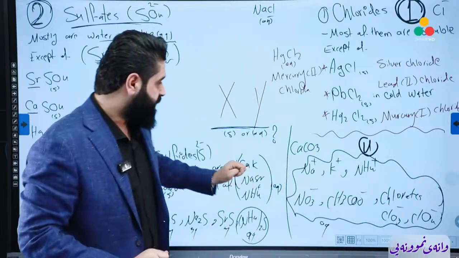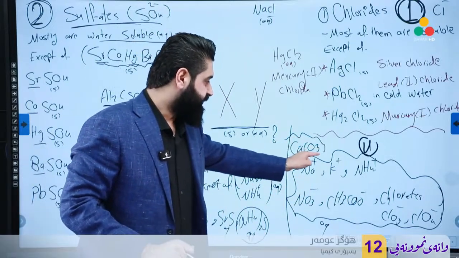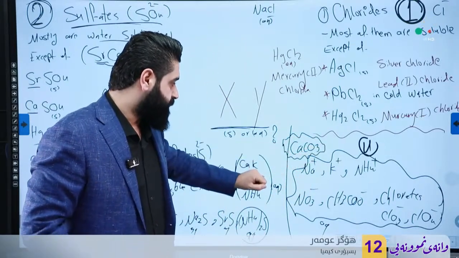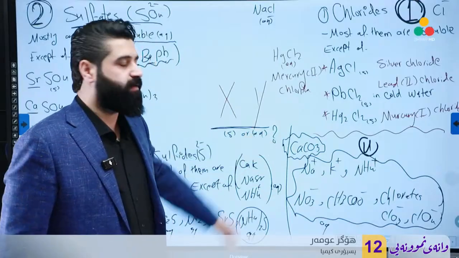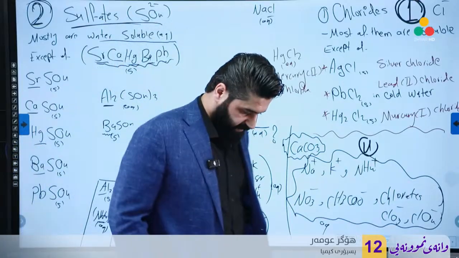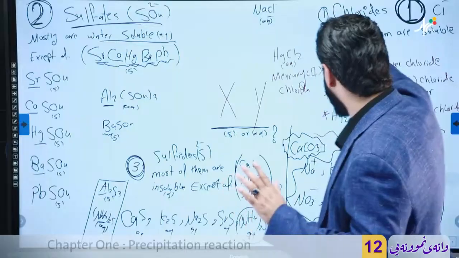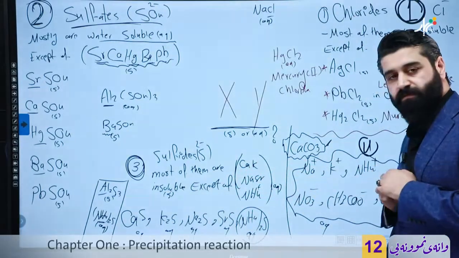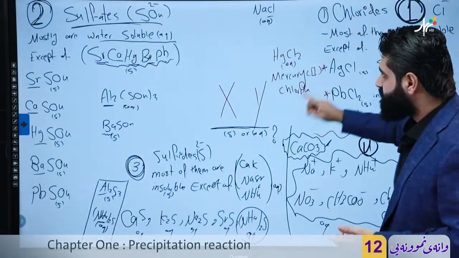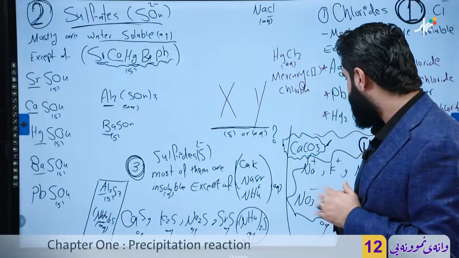Okay? So let's solve, or let's expect the solubility of this compound. In the exam, this compound is aqueous or solid. How do we know? First one. First rule, is there any chloride for this? No. Leave this. Second rule, SO4. Is there any SO4? No.